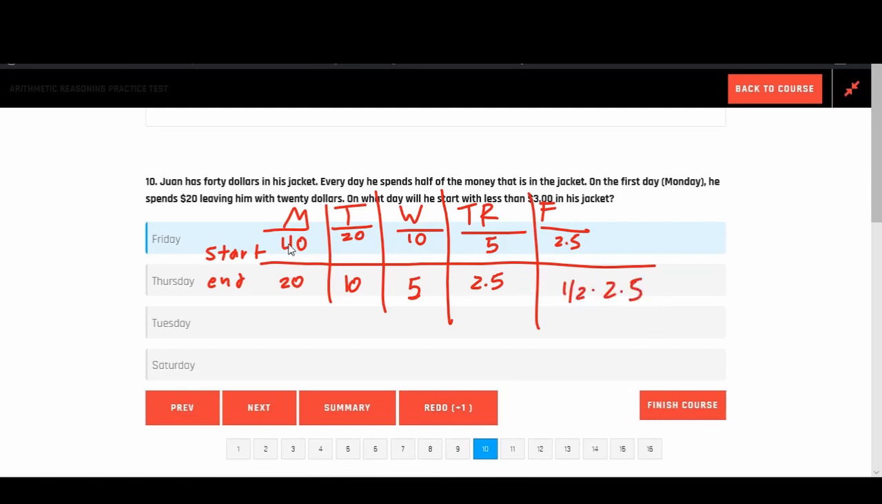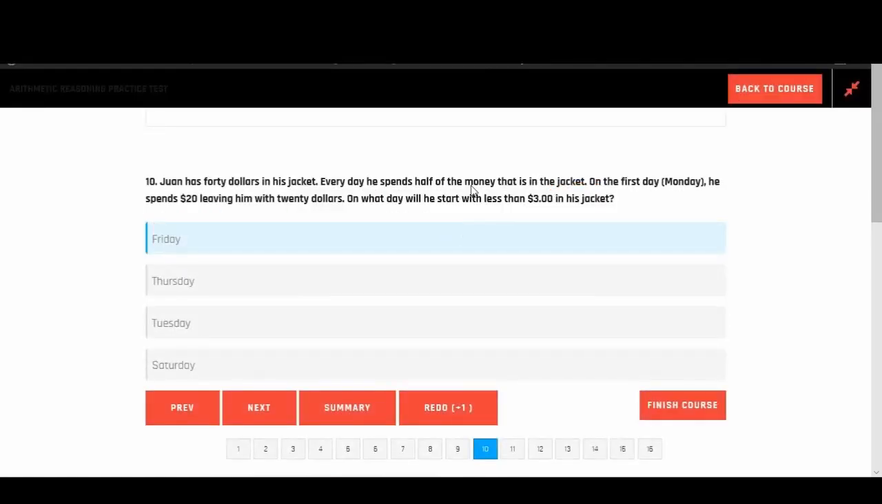Okay? So here's all the start days. He starts with 40, starts with 20, starts with 10, starts with 5. On Friday, he started with $2.5, which is less than 3, and answers our problem. Okay, so that's that one.